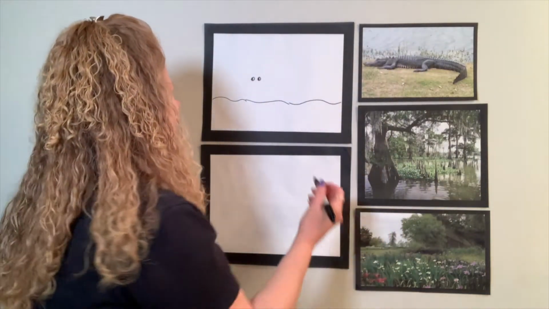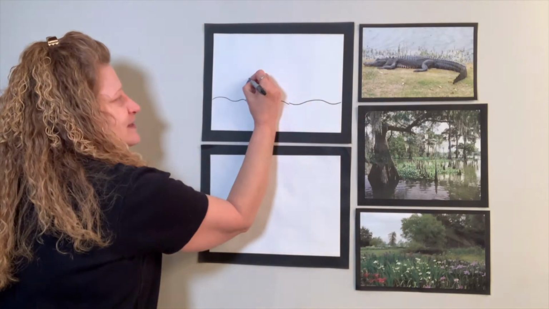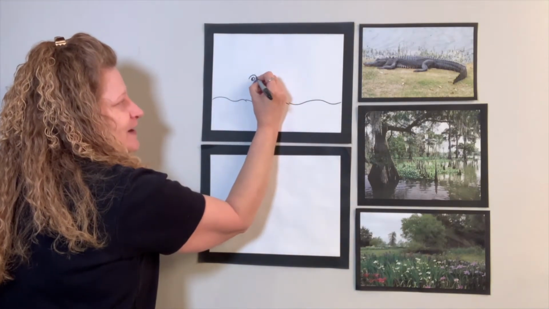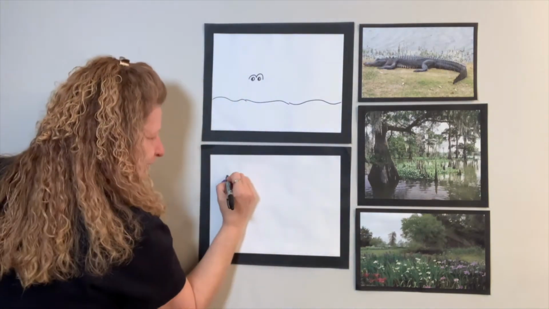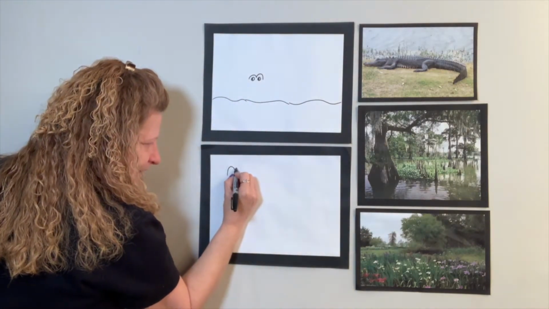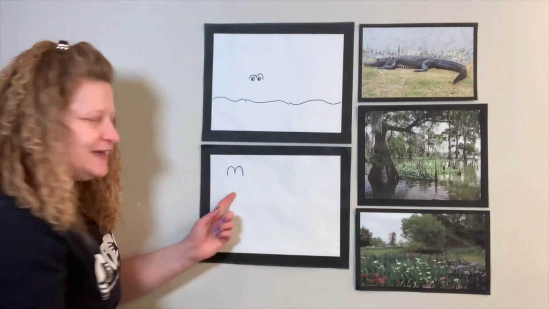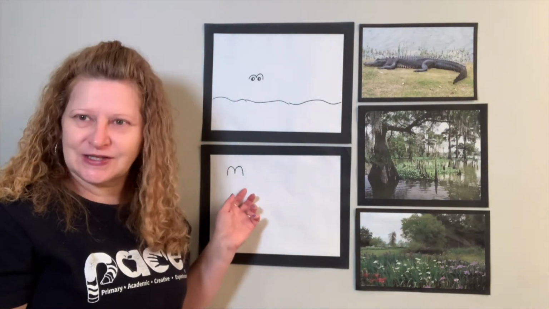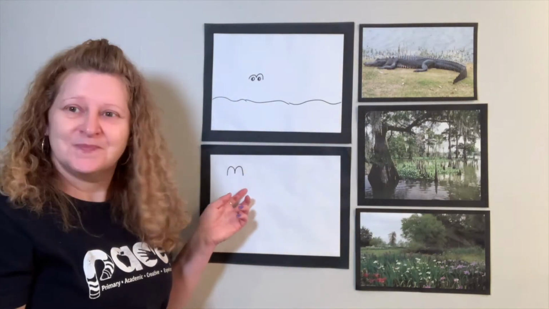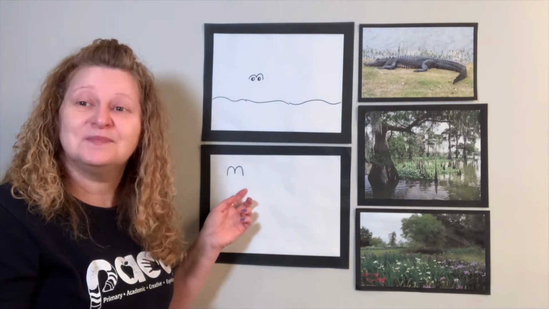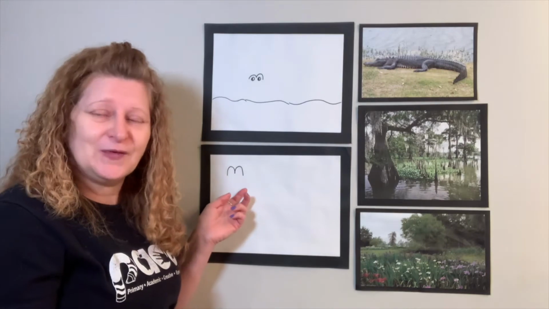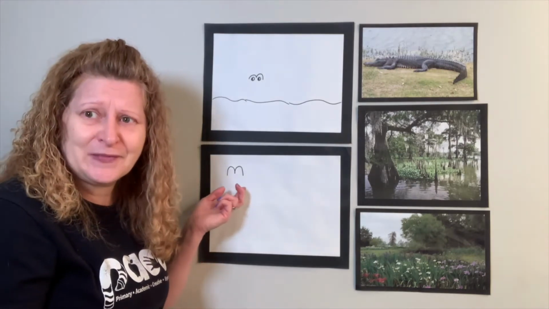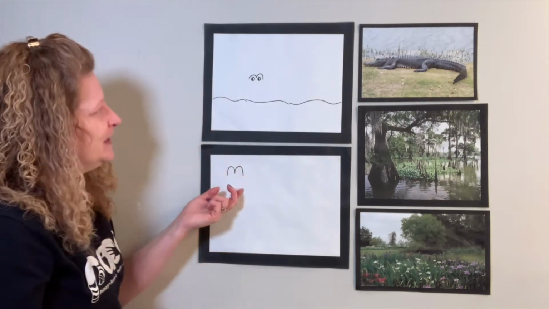All right, and now the next thing that I want to do is I want to make a curved line and a curved line right on top. Now, if I make a curved line and a curved line connected together, what letter does this look like, boys and girls? Well, if you said the letter M, you are correct. Sometimes when we use our lines and we connect them together, we make numbers and letters without even knowing it.